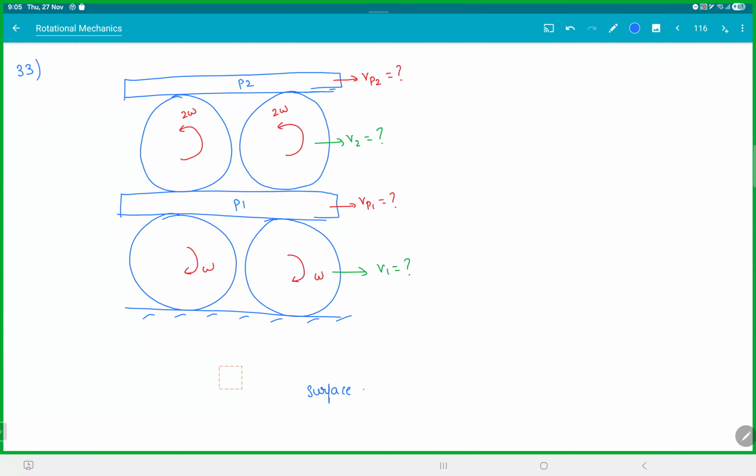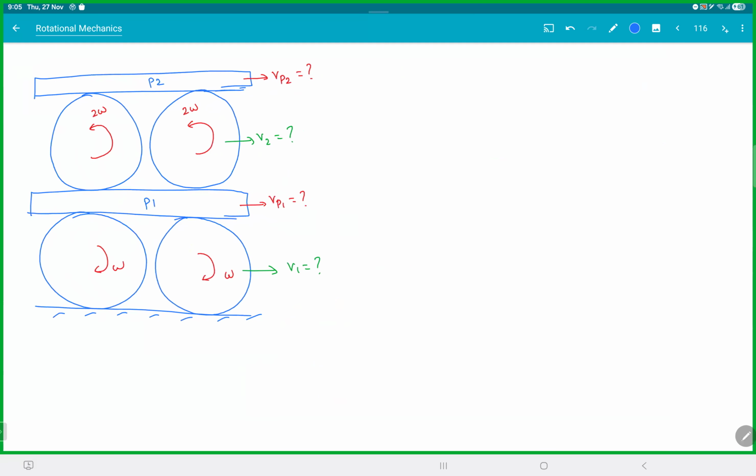So let's start from the bottom. Let's take the lower cylinder. We don't know the velocity, so this is going with V1 and omega. The topmost point will have a velocity V1 plus R omega. The bottom point will have velocity V1 minus R omega.